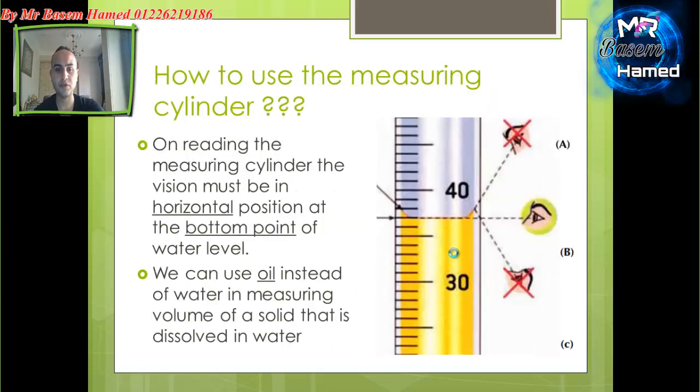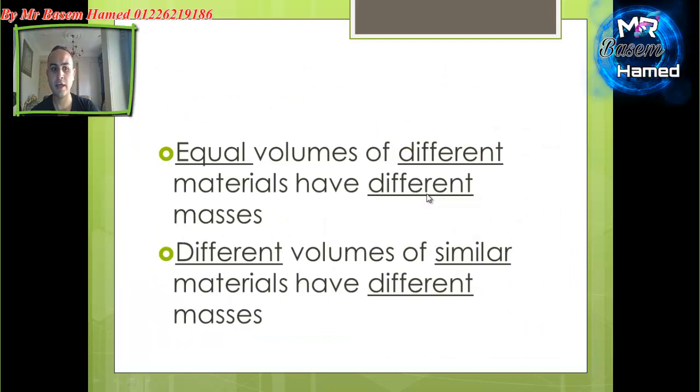Finally, we have some notes that you must keep when we use the measuring cylinder. On reading the measuring cylinder, the vision must be horizontal as in level B, not C, not A. Horizontal position at the bottom point of the water level. We use the bottom point. The bottom point is the lowest point in the level of the liquid.